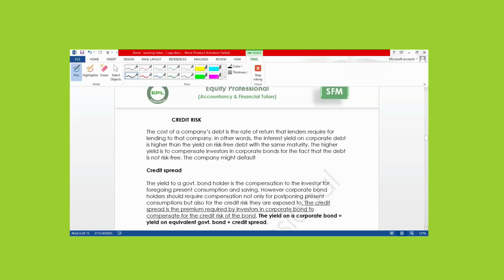The yield on corporate bond, please note this. The yield on corporate bond is equal to yield on equivalent government bond plus relevant credit spread. When you get to your material, note this very well.